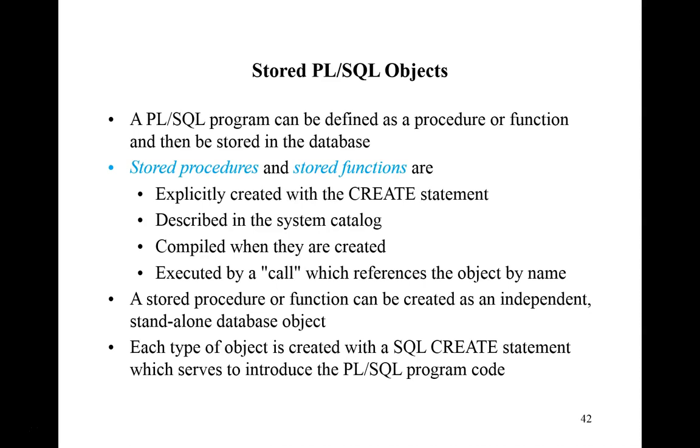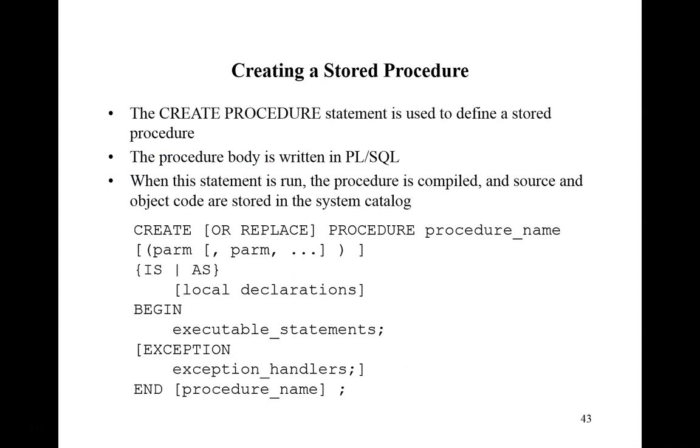and standalone stored function. To create a stored procedure, we use the create procedure statement. The body, the executable code, is written in PL/SQL. Oracle Database allows stored procedures to be written in other languages, but our current interest lies with PL/SQL, so that's what we'll examine here. When this statement is run, the procedure is compiled. The source code and this compiled or object code will both be stored in the system catalog.